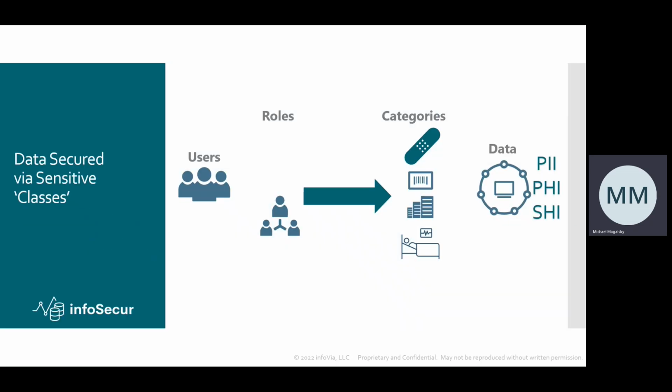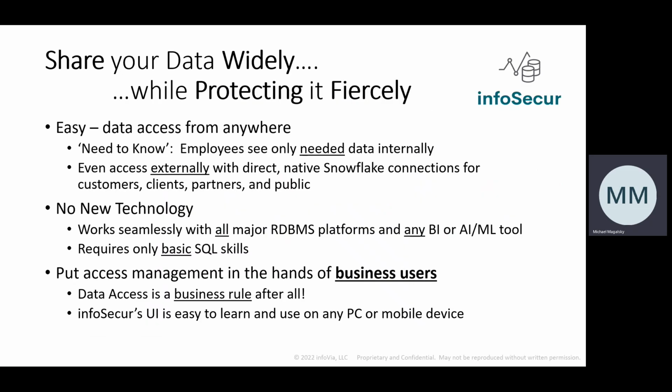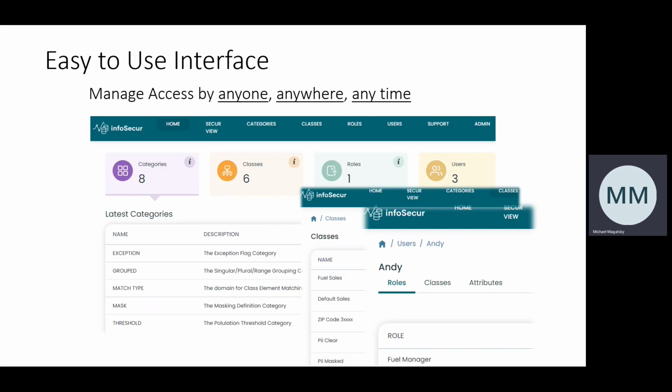So in part 2, you saw how we use meta policies maintained through the infoSecur UI to map users to the data that they can see at the row and column level. Now we're going to show how you can use that metadata to allow for easy access for your users from anywhere without adding new technology. And you can put the management of the policies and the execution thereof in the hands of the business users themselves.